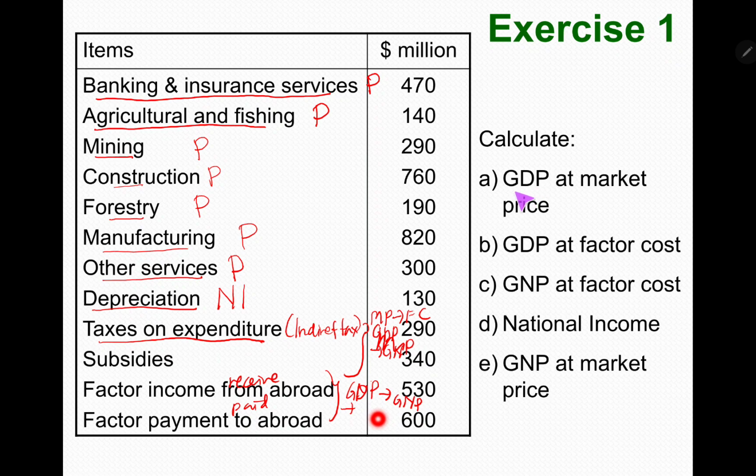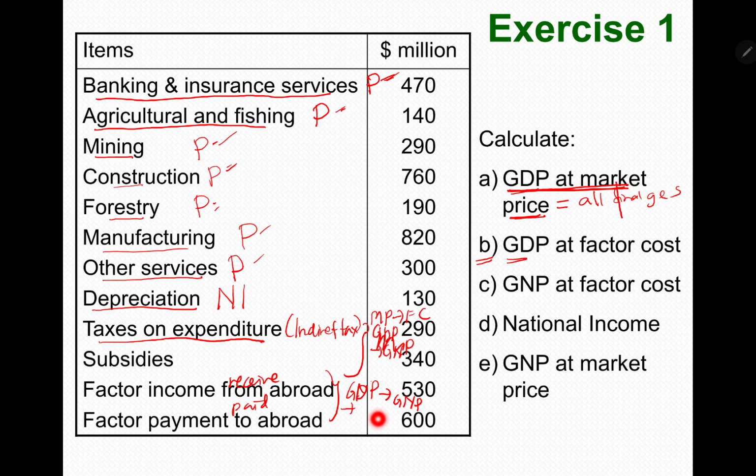So now, to calculate GDP at market price, remember, this is the first step. It's the same as the first step. Since most of the items are talking about the product approach, you use the formula: all final goods and services, and all these P items you add up, and it will represent your GDP at market price. To answer B, you use A. So this is GDP, this is GDP.